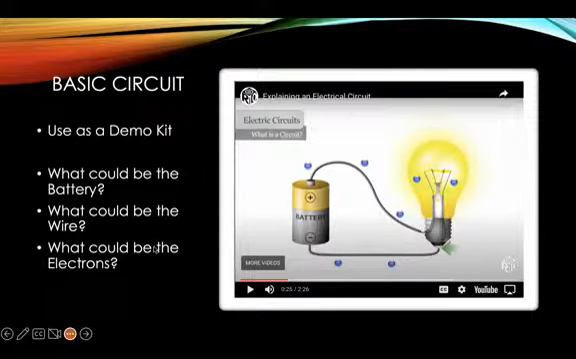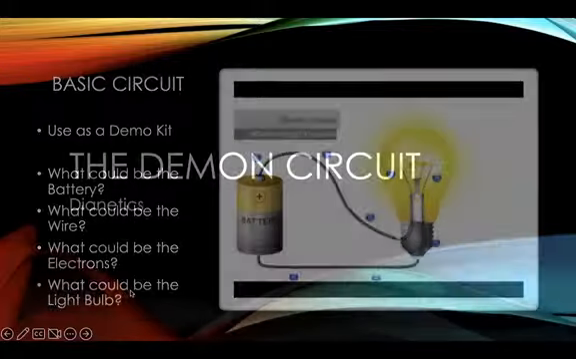Does anyone have any other thoughts before we move forward? Or any questions about this diagram? Is everyone at least seeing something in your own personal life with this demo kit? Yes, sir. Okay. All right.